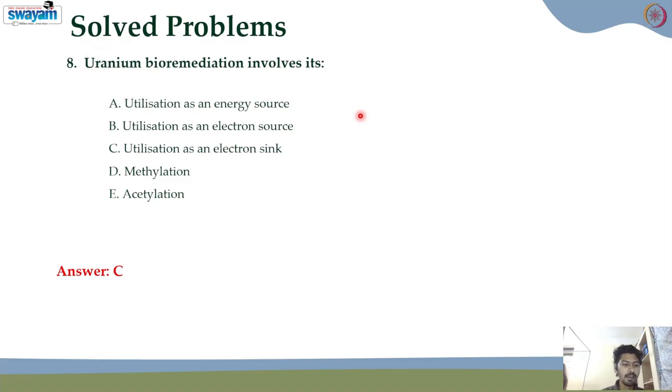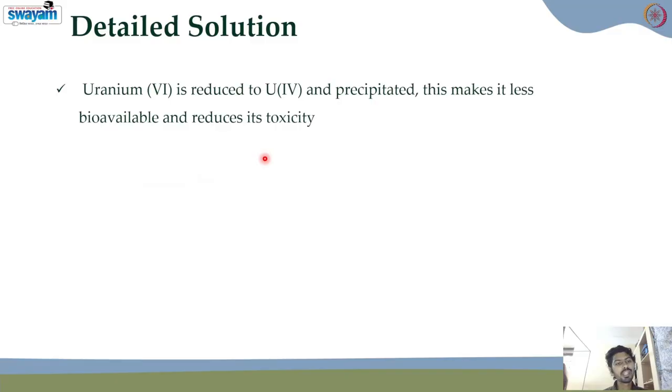And if you see methylation, what does it mean? It is a process which modifies the structure of the organic compound. While some microbes can methylate uranium, it is not the primary mechanism involved. Likewise, acetylation is not a significant mechanism observed in uranium bioremediation. So the more appropriate answer is that it is utilized as an electron sink rather than an energy or electron source. So we will move on to the next question.